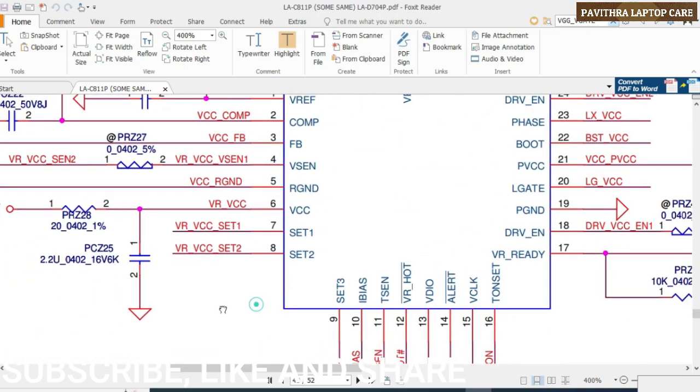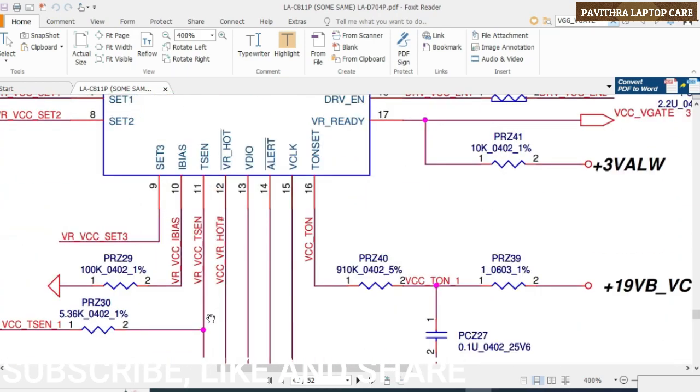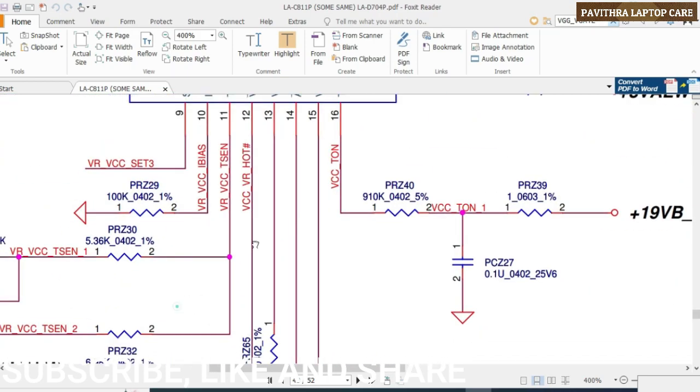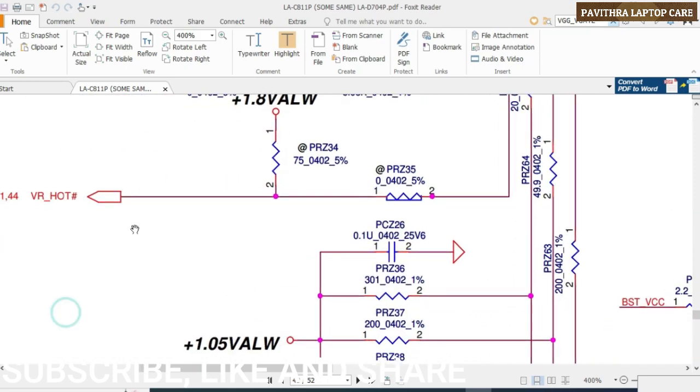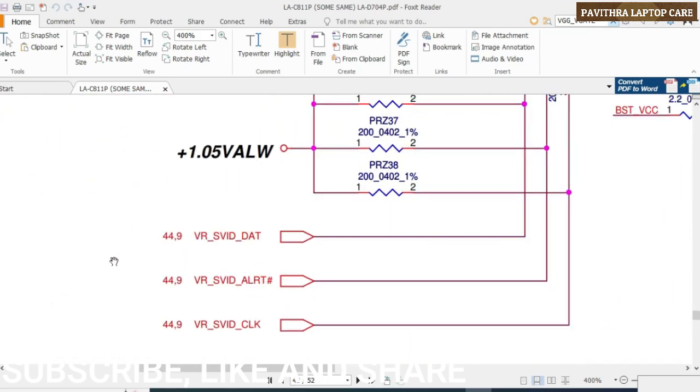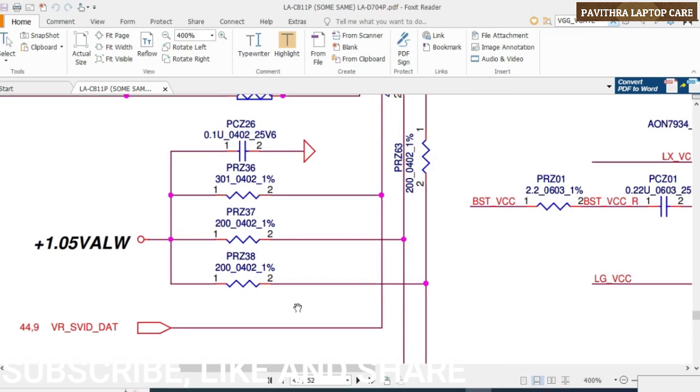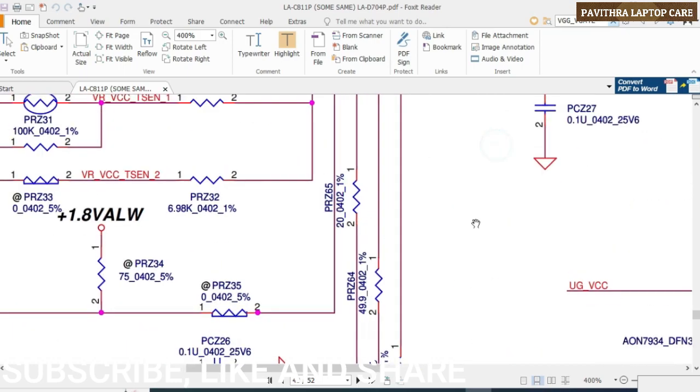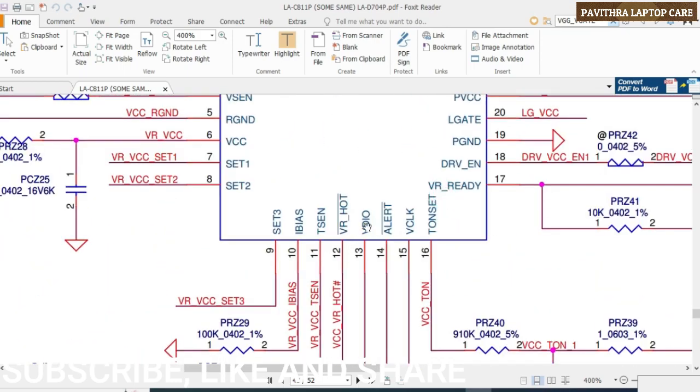Next, that is the third point which I told you, that it sends from the processor. 3 signals will come. Okay, one is data, alert and clock. Okay, that goes to data, alert and clock. Okay, these are our most important signals from the CPU.